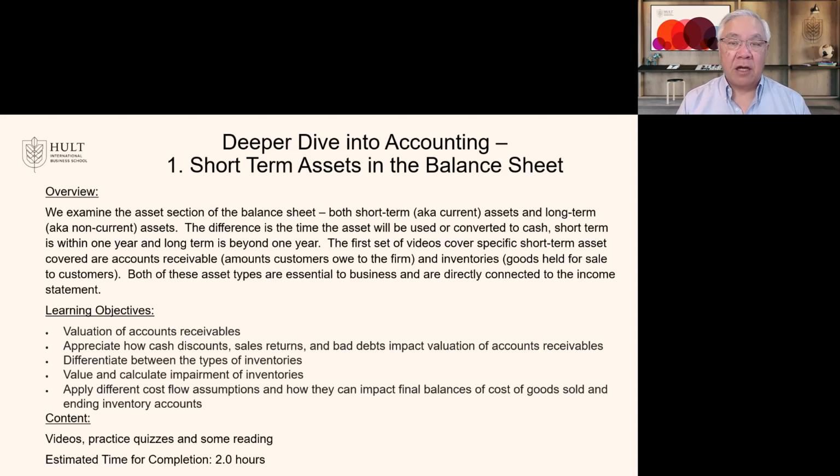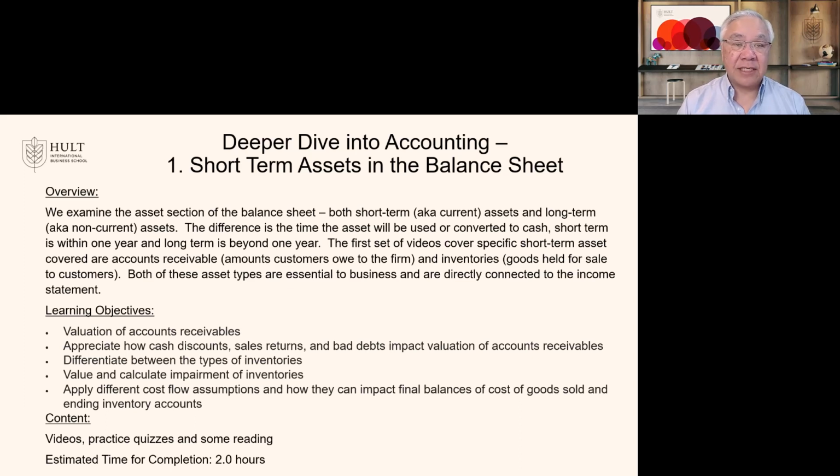We'll be focused on the current assets that we most often see, which are accounts receivable, which are simply amounts that your customers owe the company, and inventories, which are items you have that are for sale or will soon become available for sale. Both of these are essential in most businesses, and they're directly connected to the income statement.